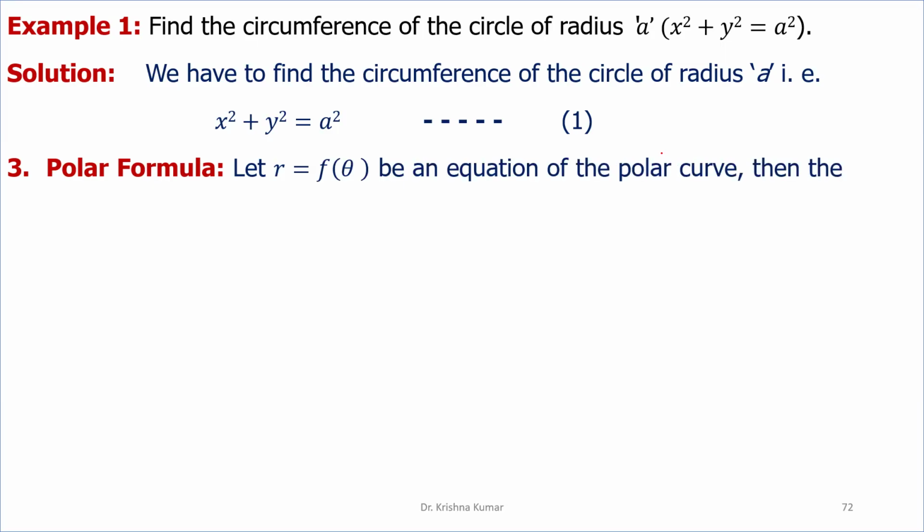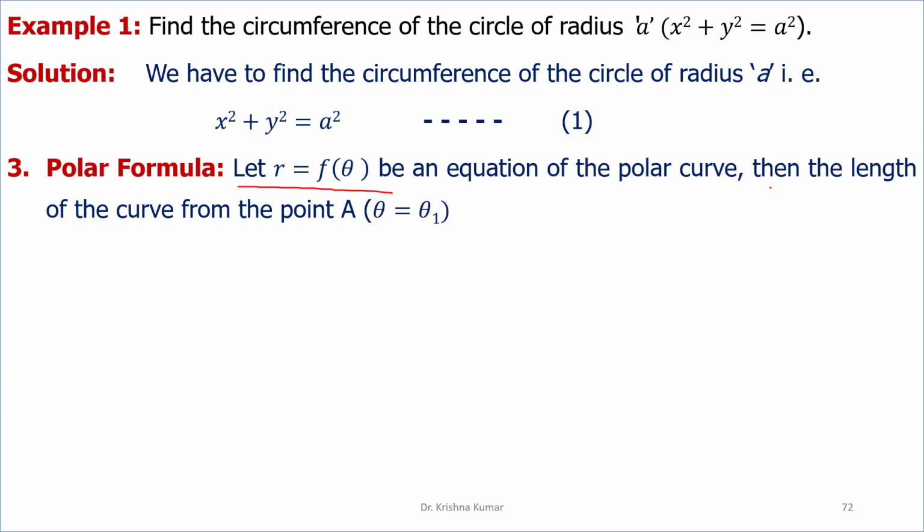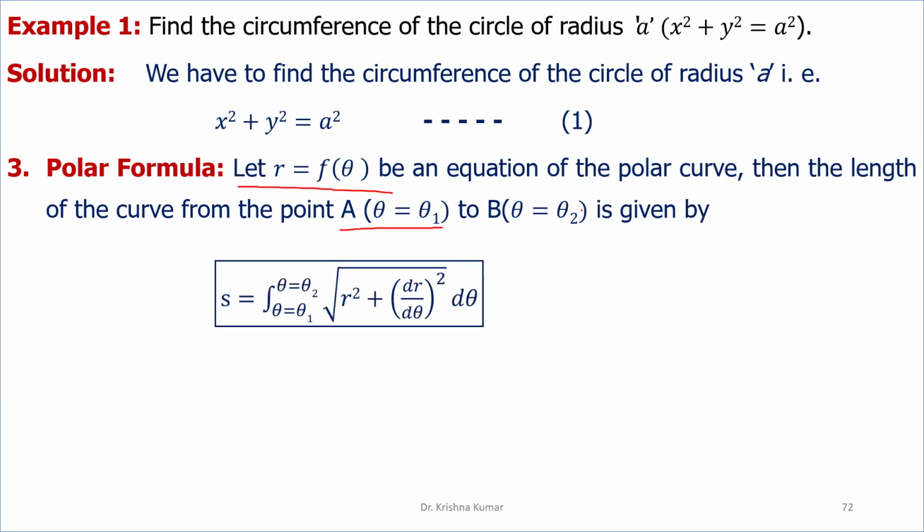So let us first define the polar formula for the rectification. Let r equal to f of theta be an equation of the polar curve. Then the length of the curve from the point A to B, which means theta equal to theta 1 to theta 2, is given by s equal to integration under the limit theta 1 to theta 2 of root over r square plus dr d theta whole square with respect to theta.